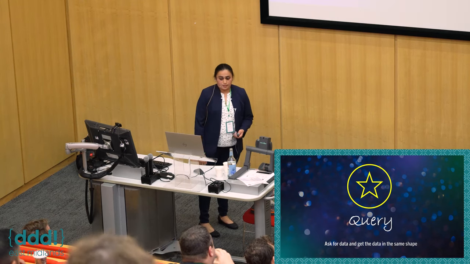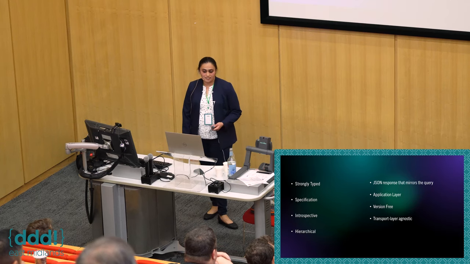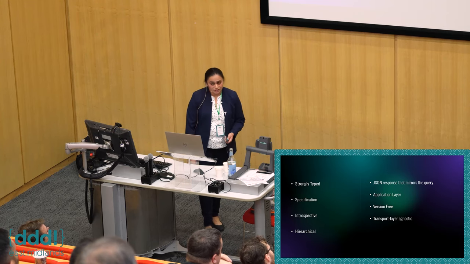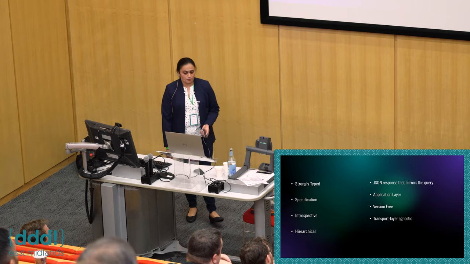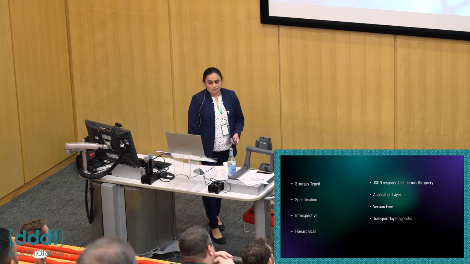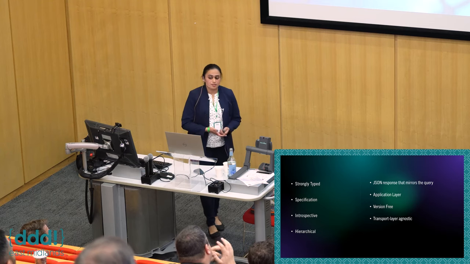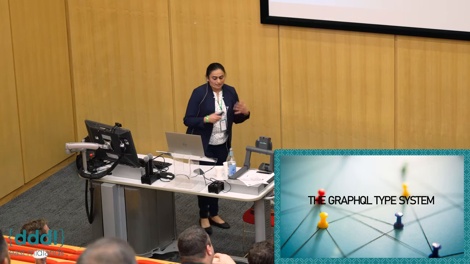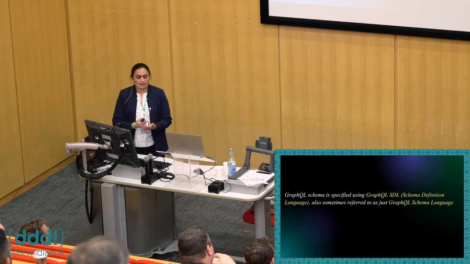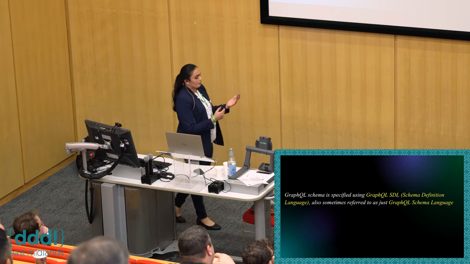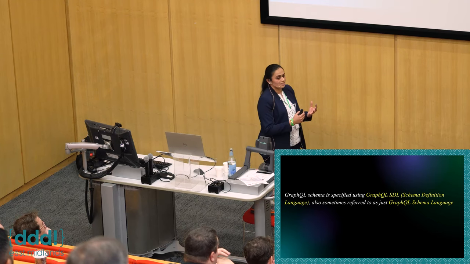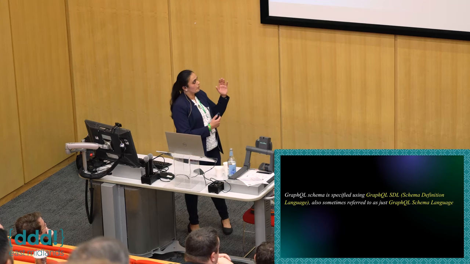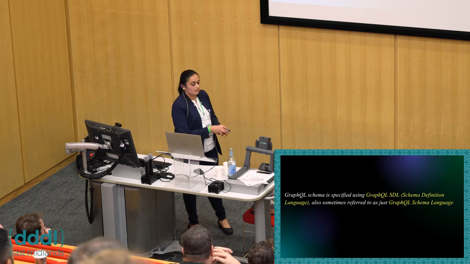So some of the features of GraphQL: it's strongly typed, it's a specification, it's introspective, it's hierarchical. It's a JSON response that mirrors the query that gets back. It's an application layer. It's version free, and it's transport layer agnostic. With GraphQL, we need to talk about the type system, and we also need to talk about the GraphQL schema. So at the heart of any GraphQL server or API is something called the type system. And as I said, GraphQL is a specification, and for that reason, it's a standard. And we need a language agnostic way of talking about that specification. And GraphQL has come up with this schema language, which helps you define the schema.